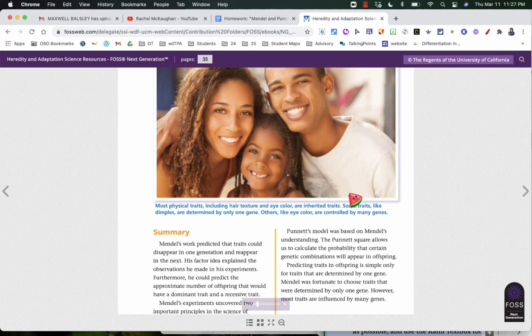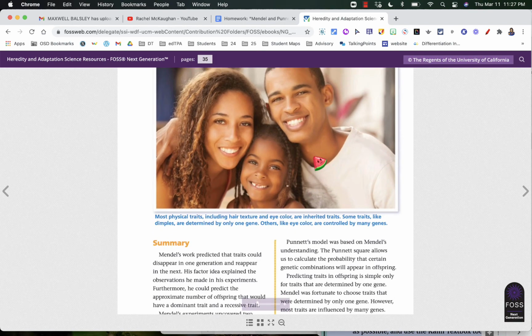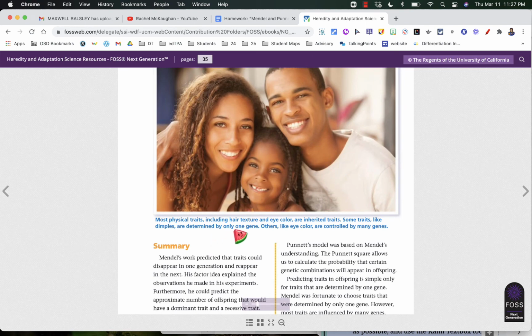Summary. Most physical traits, including hair texture and eye color, are inherited traits. Some traits, like dimples, are determined by only 1 gene. Others, like eye color, are controlled by many genes.